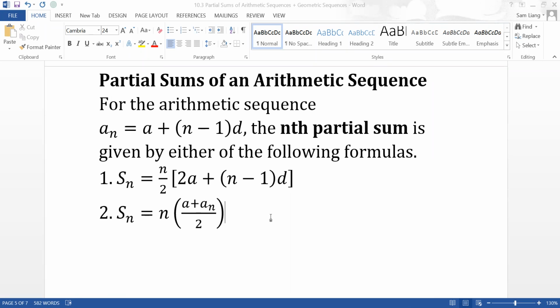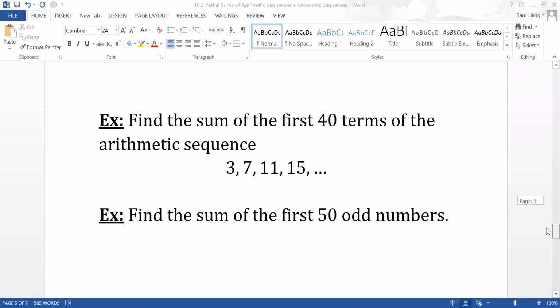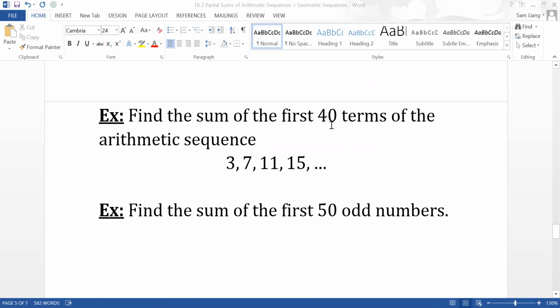Okay. Does anyone still need this slide here? Okay, I'm gonna move on then. So next we're gonna just solve these two examples. Okay, so we're gonna find the sum of the first 40 terms of this arithmetic sequence, and then we're gonna find the sum of the first 50 odd numbers.